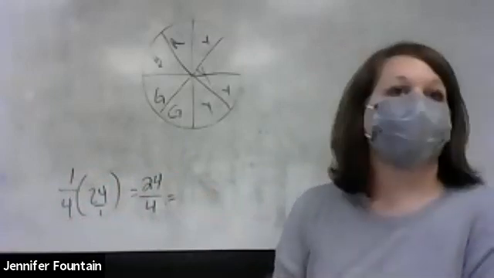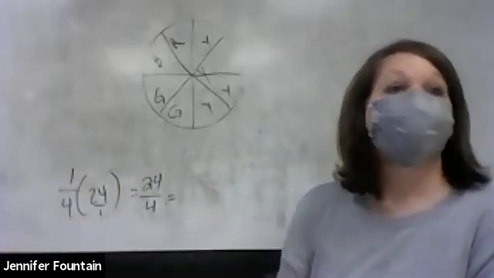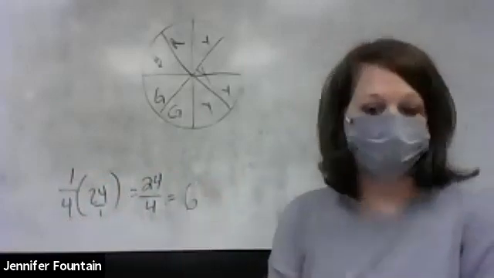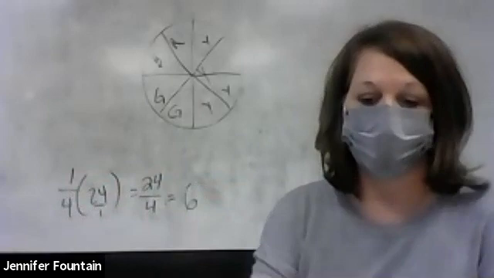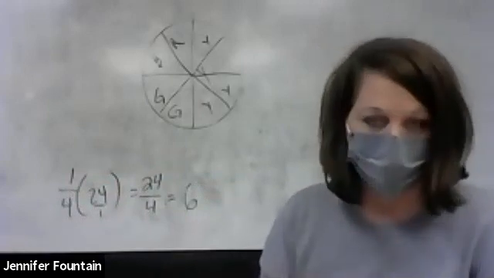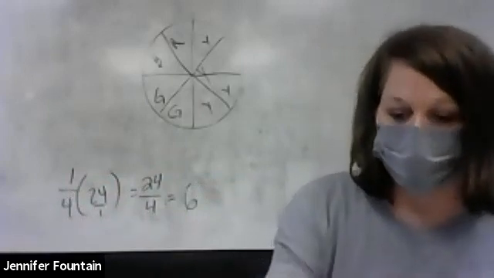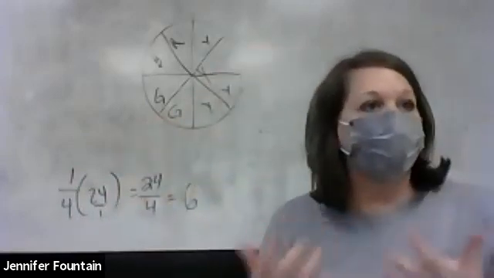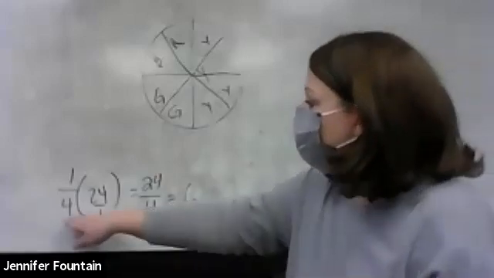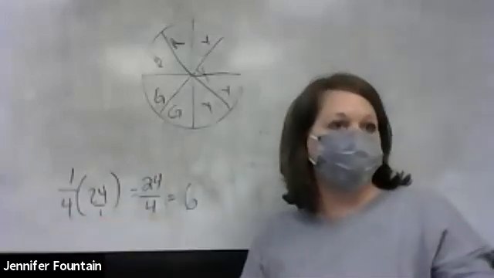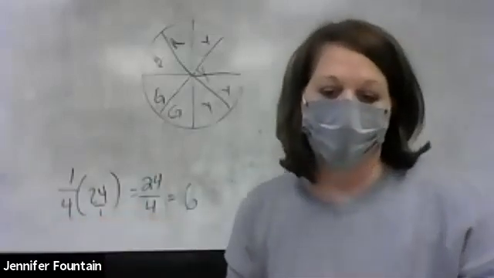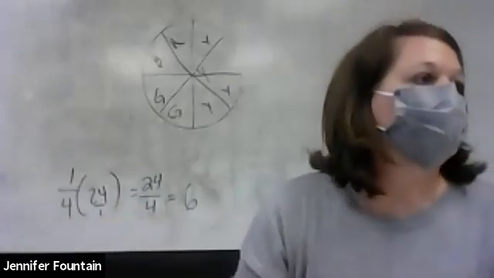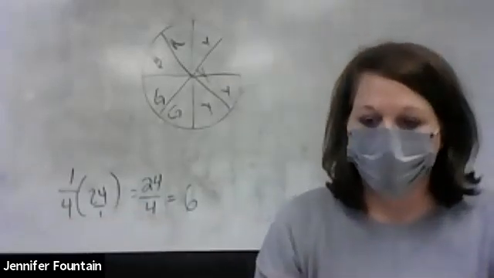What is 24 divided by 4? 6. So what is my answer? A, B, C, or D? A. Good. So we had to look at that. We had to say, okay, green is 1/4 of my pie. 1/4 times 24 spins is 24 over 4, and 24 divided by 4 is 6.